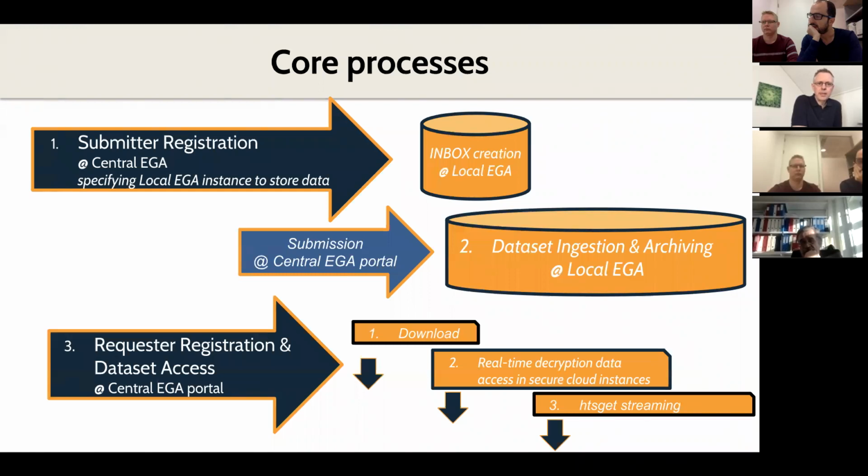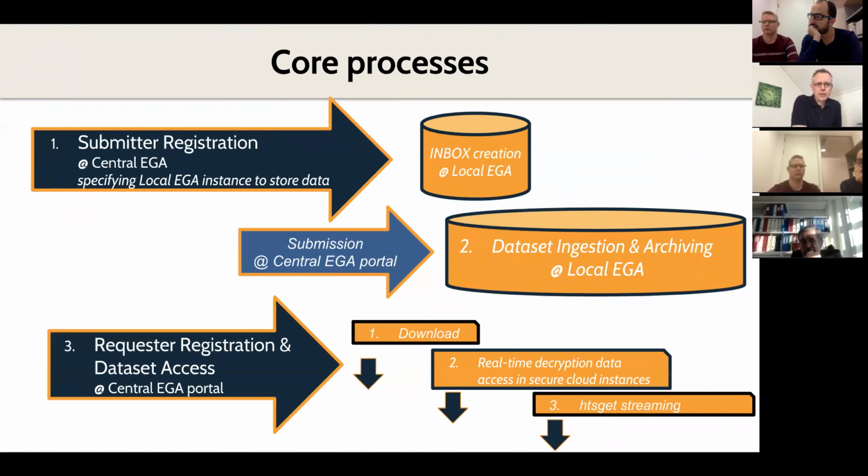Then the submitter uploads data to the local instance and makes a submission through the central EGA portal describing the data sets with the metadata, and that leads to dataset archiving at the local EGA instance. And the third core process is that a requester has registered at the site and asked for and been granted access to a dataset at the central EGA portal.